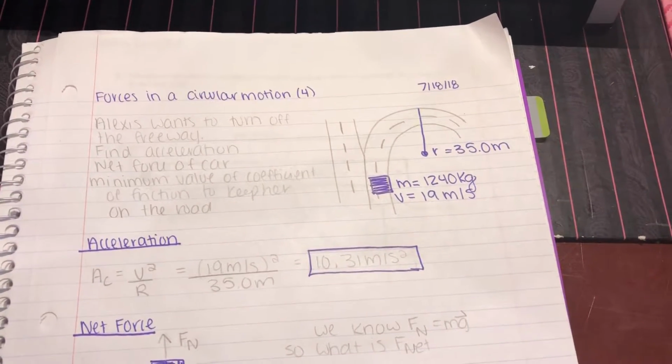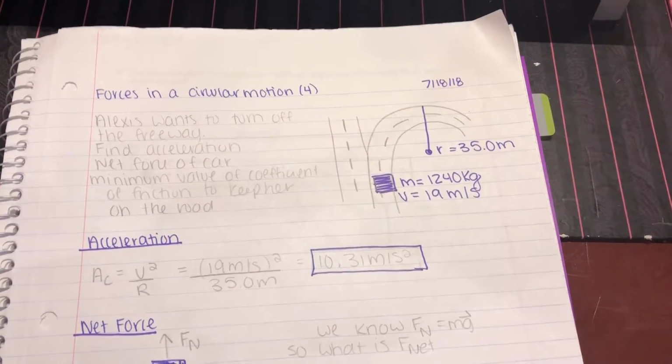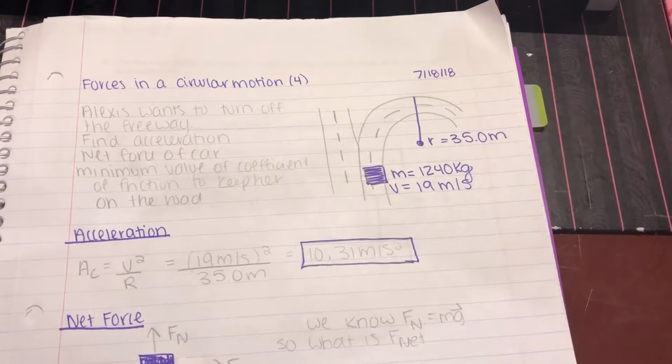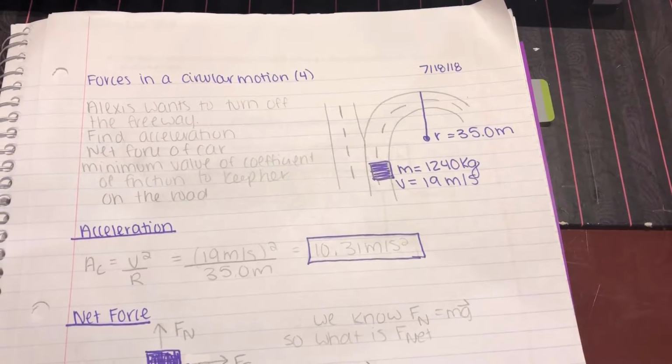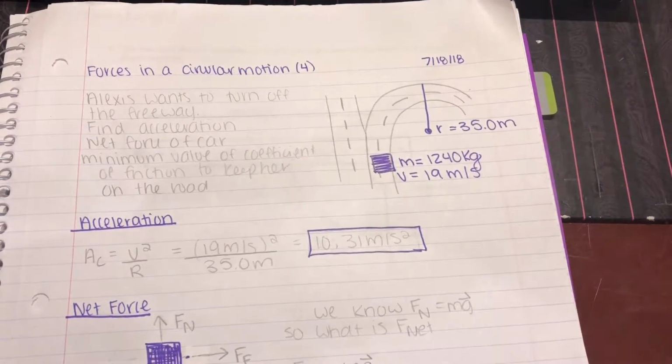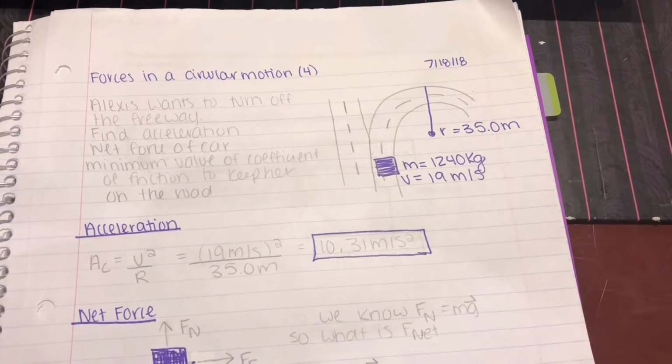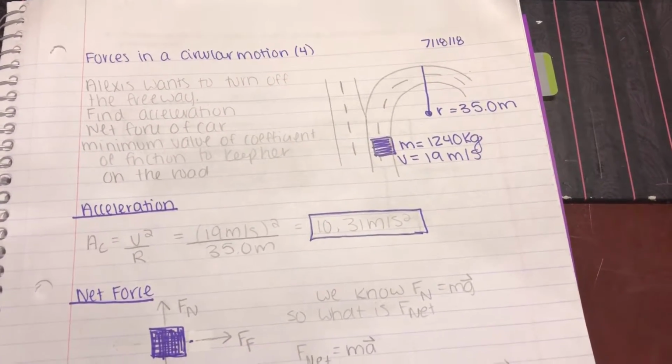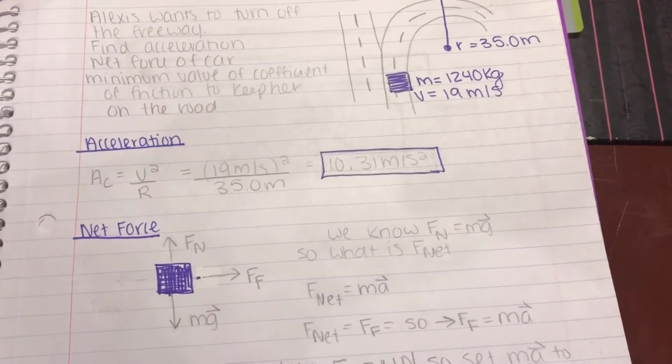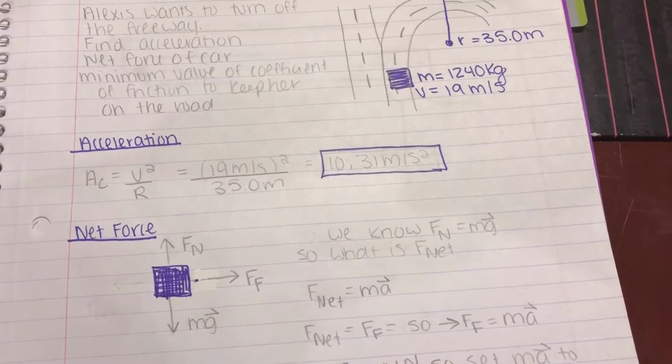In this problem, it asks us to find the acceleration, the net force of the car, and the minimum value of the coefficient of friction to keep her on the road. By finding the coefficient, we can determine if she was going that speed, would she be able to stay on the road? So first we're going to take our acceleration formula, which is v squared over r.